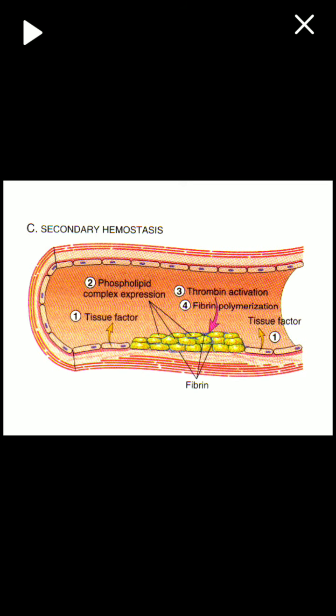So this picture shows you the secondary hemostasis, where there is an activation of the coagulation pathway. That means the clot formation with the help of these coagulation factors, as we know. So here at the site of injury, after the primary hemostasis, there is the release of tissue factor, phospholipid complex expression, thrombin activation, fibrin polymerization. All these lead to formation of fibrin at the site of injury.